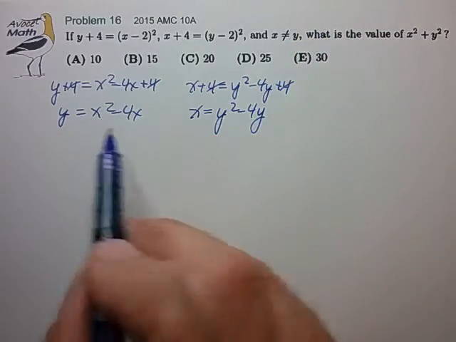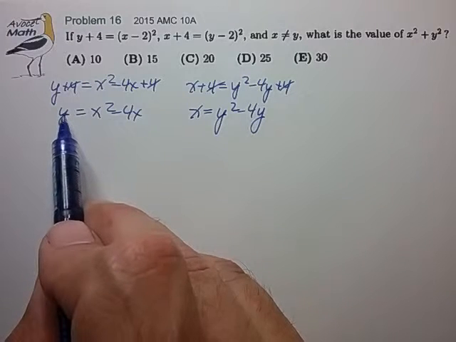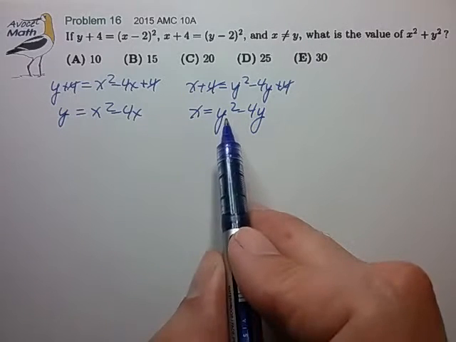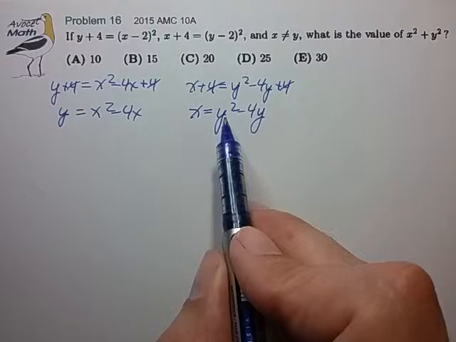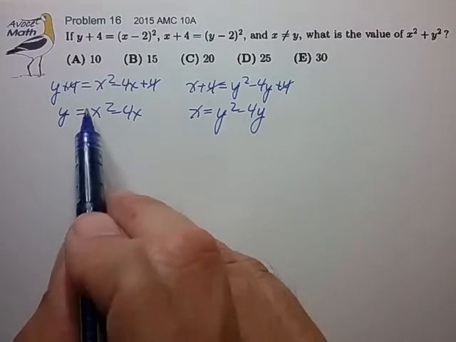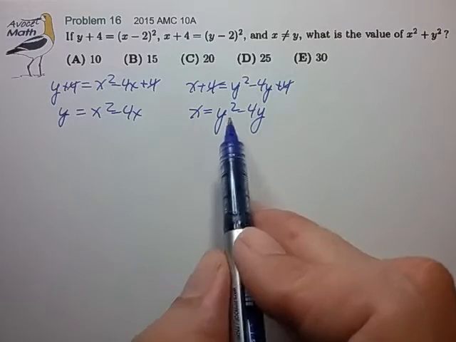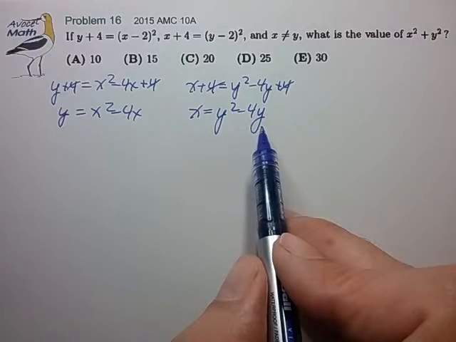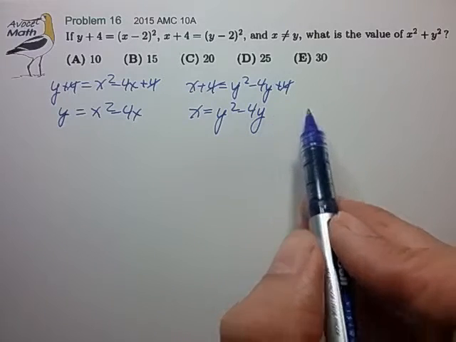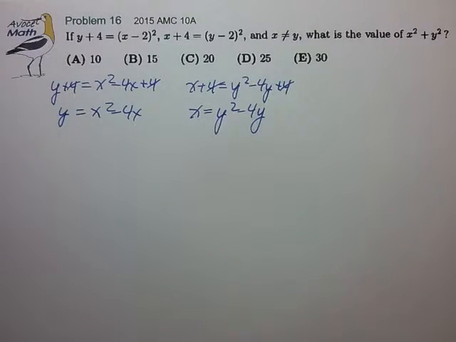Okay, at this point, I see an opportunity to substitute y into the right equation, but that looks very complicated, because that would take the x squared minus 4x, square it, and that would generate a fourth order polynomial equation on the right hand side. And that looks quite difficult. So if I'm desperate, I may try that, but that's not my first inclination.